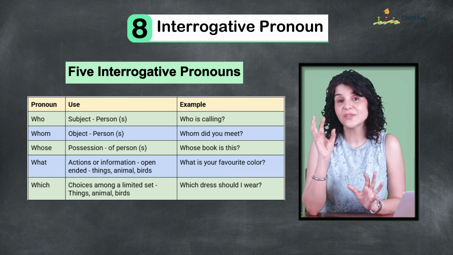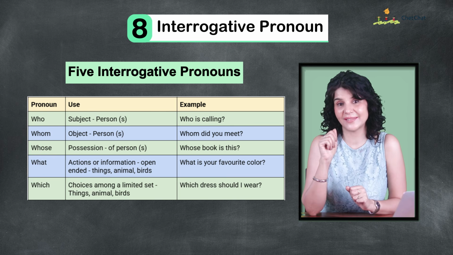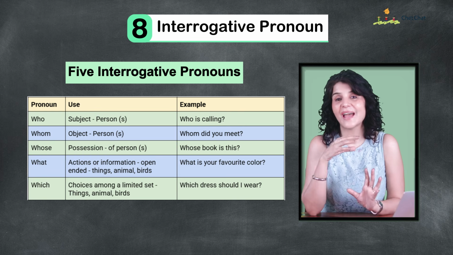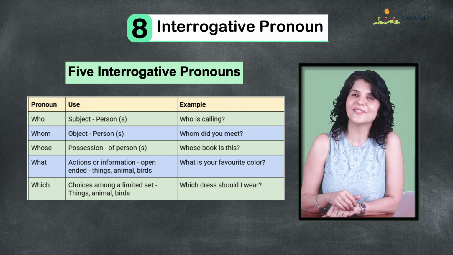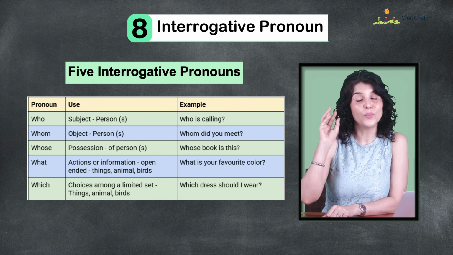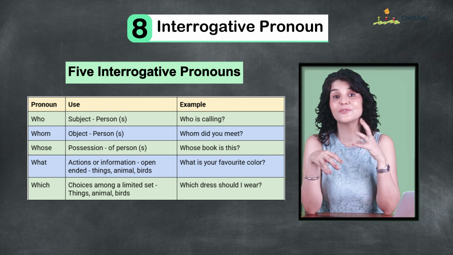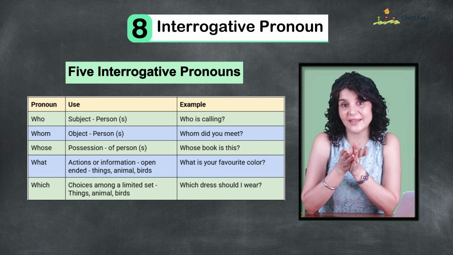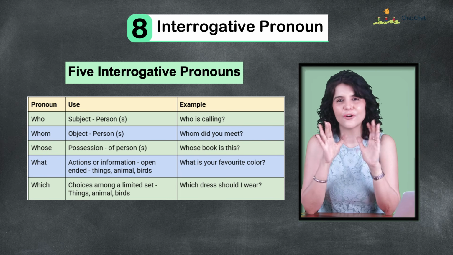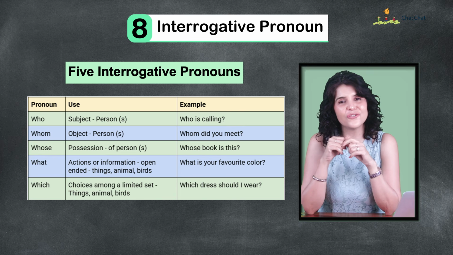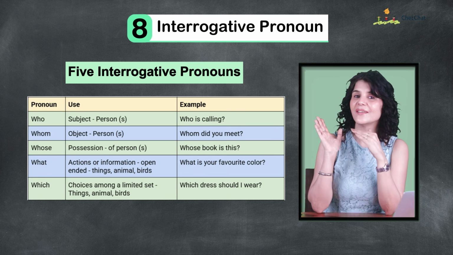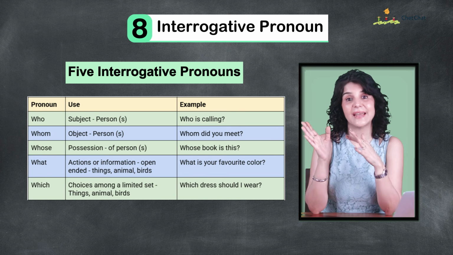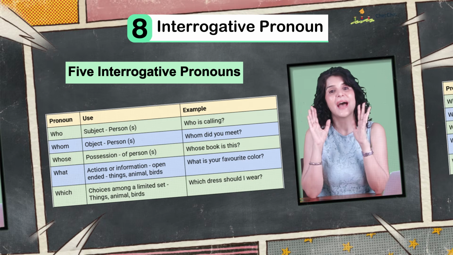What? What is mostly used for non-living subjects. It's open-ended and broad. What is your favorite color? Which? Which refers to choices among a limited set of options and can be used for all subjects. Which dress should I wear? Now here is a table of information. Once again, take a screenshot.